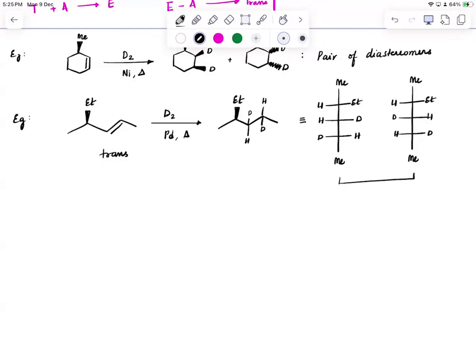Again, what are we getting? Pair of diastereomers. Alright. So this configuration is fixed, but the other two configurations are not fixed. So like that, you should be able to figure out what the products are. Okay. So I think this point is clear.